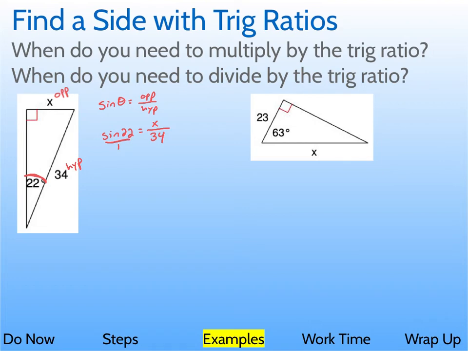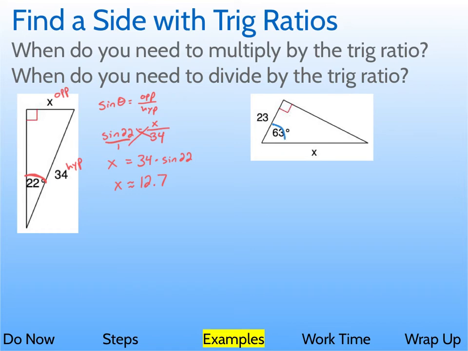Put a 1 underneath the trig ratio and cross multiply. We get x times 1 is x. And then we get 34 times sine of 22. So all you have to do to solve this one is just multiply 34 times sine of 22. You get about 12.7. So that's when you multiply. Notice x was on the top. All right, let's check out the next one.